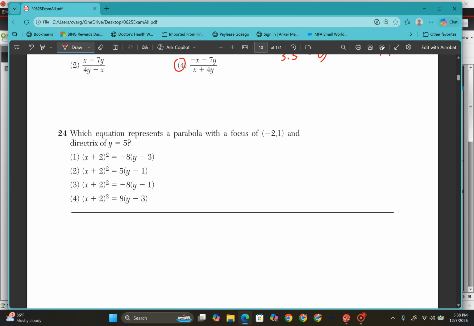So we are doing this problem. The focus is -2, 1, and the directrix is y equals 5. So the first thing that you need to do here is you need to graph that point, -2, comma 1. Okay, this is our focus. Our directrix is y equals 5. So I'm going to go 2, 3, 4, and 5. I'm going to put my dotted line here at 5.